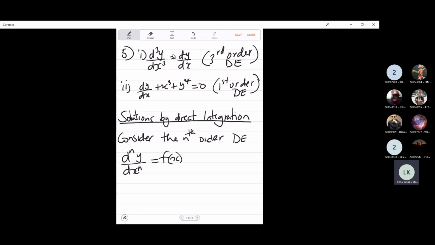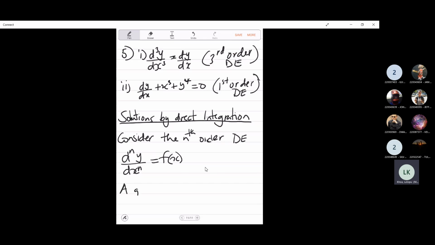Okay, so here you can see on the right hand side I have a function of x only, so there's no y on this side. And here this is just the nth derivative of y with respect to x. So how do I get a general solution? We get a general solution just by integrating n times. So you integrate n times, then you will eventually get y is equal to some function of x.